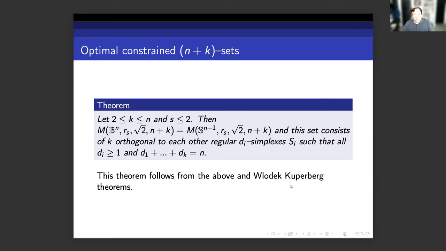It follows from the Bezdek-Connelly theorem that in this case it consists of k mutually orthogonal regular simplexes. We have some numbers d1 through dk, where each is greater or equal to one, and we have simplexes of dimension d_i, and they are mutually orthogonal to each other. All of them regular, some configuration like so. It is a complete description of the set.